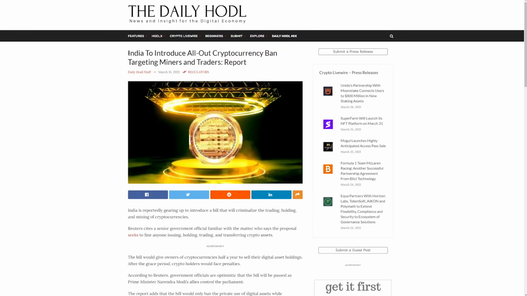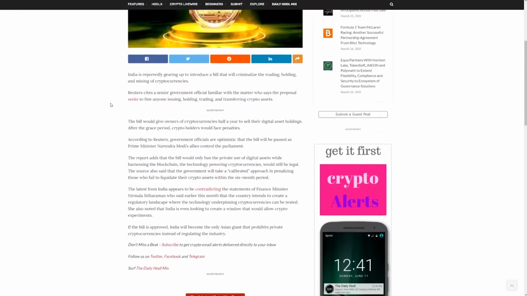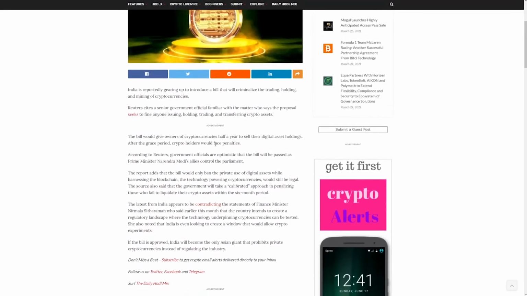However, on the other hand, we have some more difficulties for Bitcoin because India wants to introduce an all-out cryptocurrency ban. So far there has not been a firm decision. However, they are thinking of making Bitcoin or any other cryptocurrencies illegal in India, which, you know, is one of the largest countries in the world by population. So that would not help the adoption of Bitcoin.